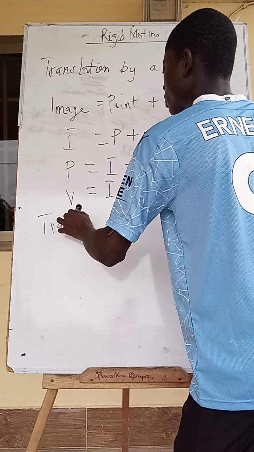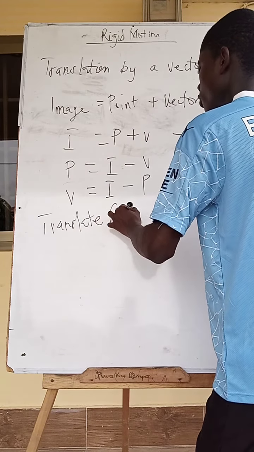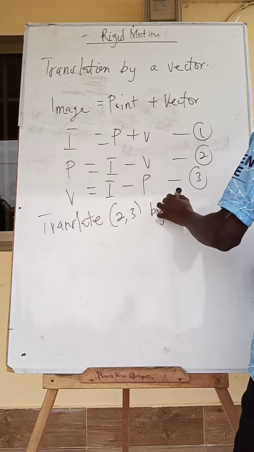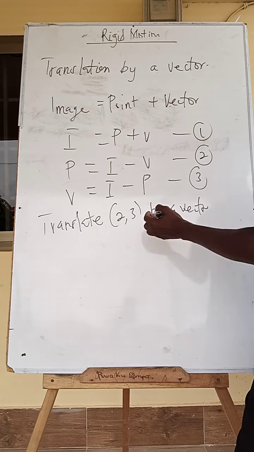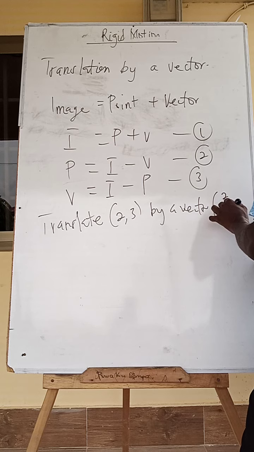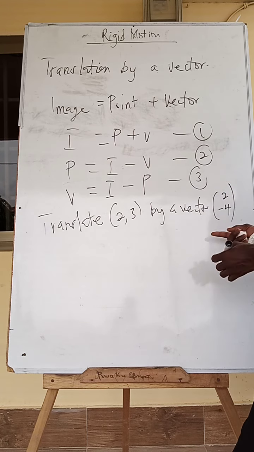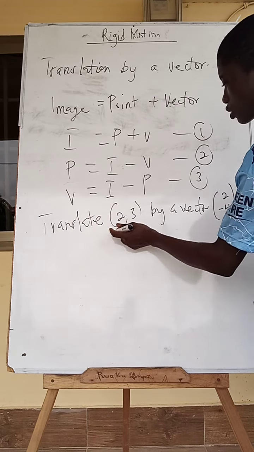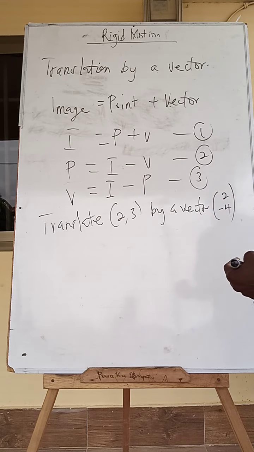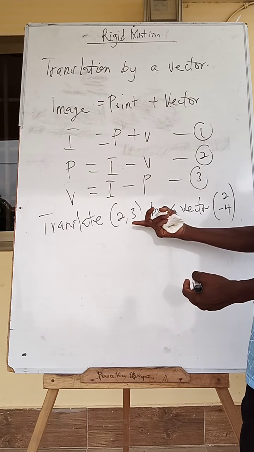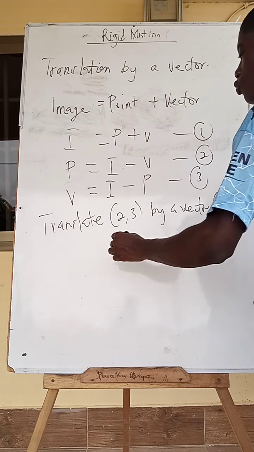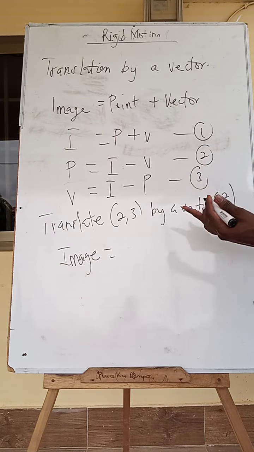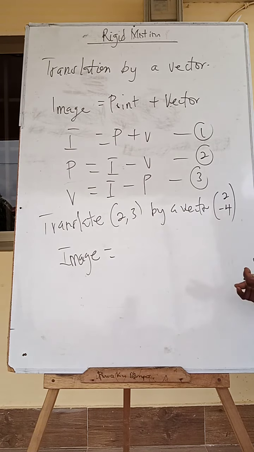So let's take a quick example. Translate the point (2, 3) through the vector (2, -4). Look at how we write the vector. This is the vector, so this is how we write it, and this is in coordinates. We call this one coordinates. So here we are just translating this point through the vector. We just want to find the image of the point (2, 3) through this vector.